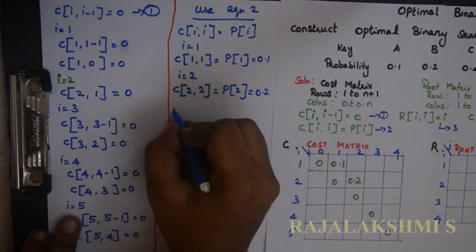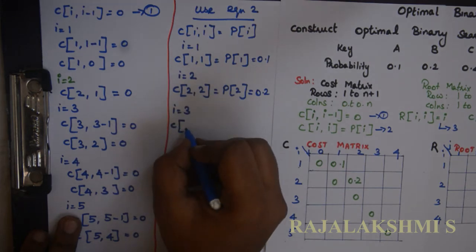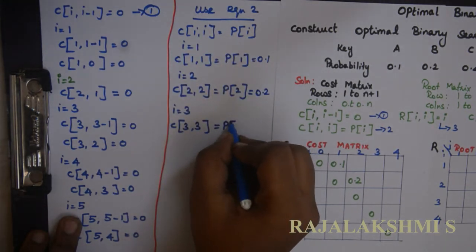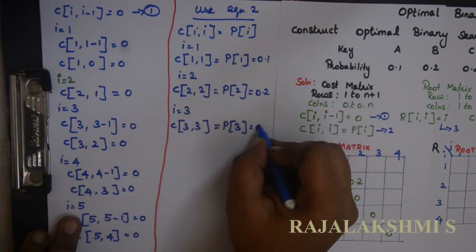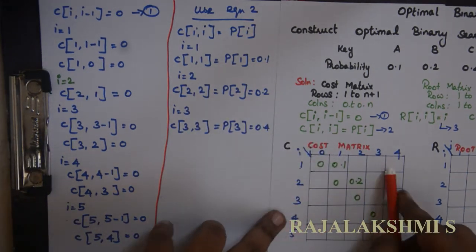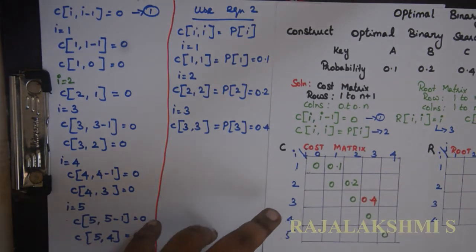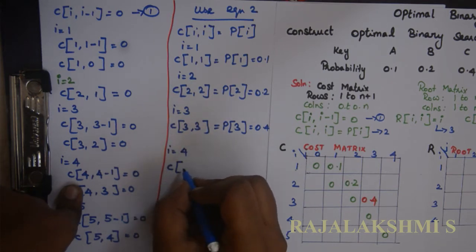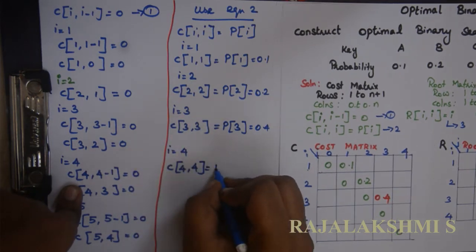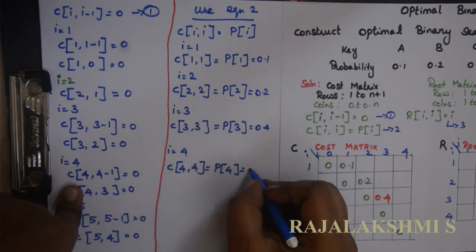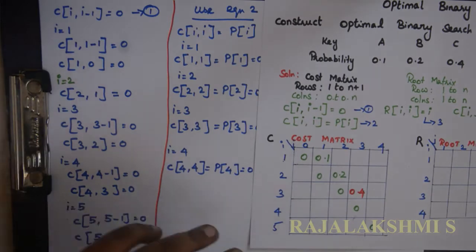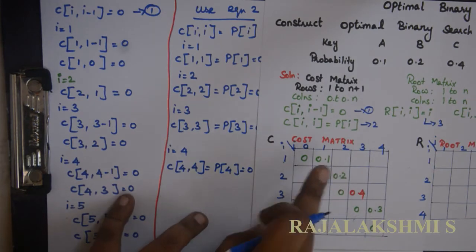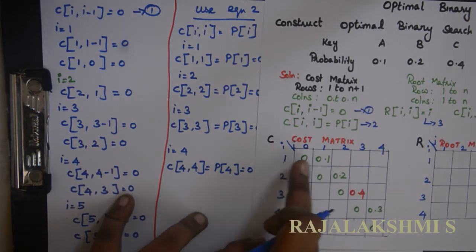Okay, so next value of I is equal to 3. So C of 3 comma 3 is equal to P of 3. So P of 3 value is 0.4. So C of 3 comma 3 we will be having 0.4. Okay. So now I is equal to 4. C of 4 comma 4 is equal to P of 4, what is P of 4? It is 0.3. So here we will be having it as 0.3. Okay. So now we have to fill the next diagonal. In this diagonal I value is 1 and j value is 2, right?